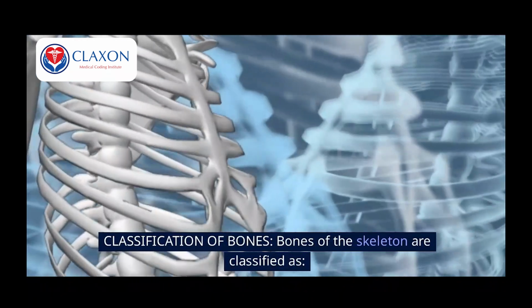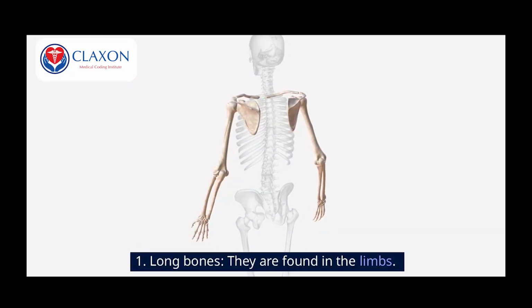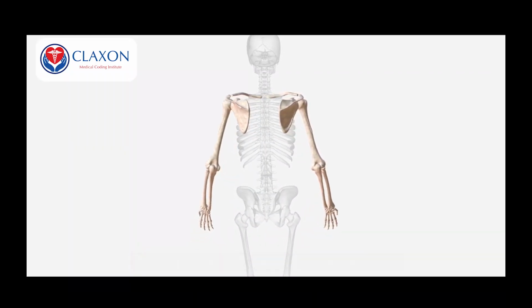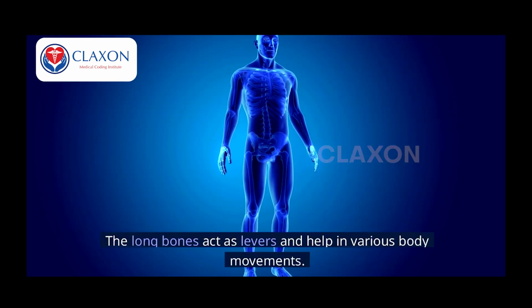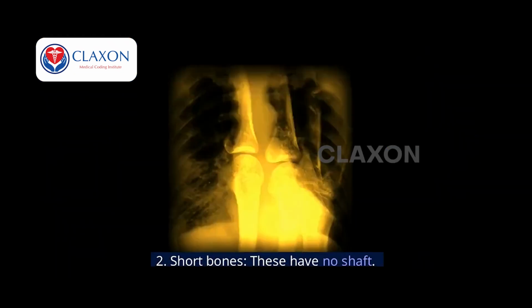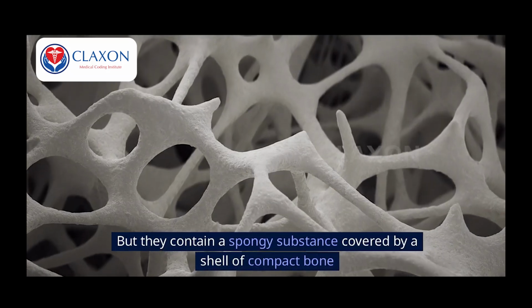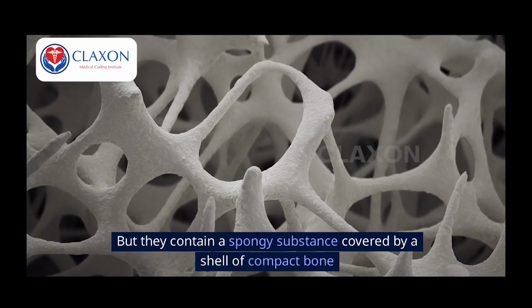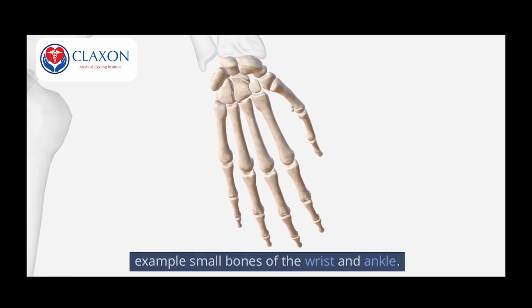Classification of bones. Bones of the skeleton are classified as: 1. Long bones. They are found in the limbs. A long bone contains a shaft and two extremities. The long bones act as levers and help in various body movements. 2. Short bones. These have no shaft, but they contain a spongy substance covered by a shell of compact bone. Example: small bones of the wrist and ankle.